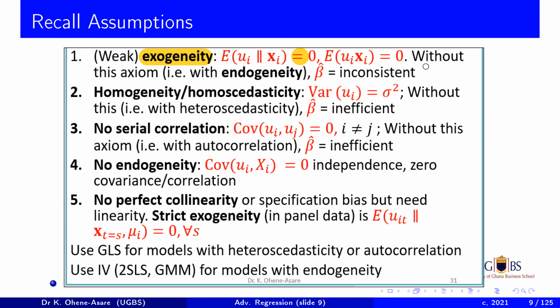Unbiased. Now, this assumption, if it is not there, then there's endogeneity. Endogeneity happens when the error term is correlated with the independent variables. Note it. When the error term is correlated with the independent variables, we have endogeneity. Now, let me remind you something you know.